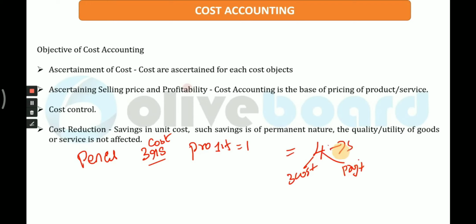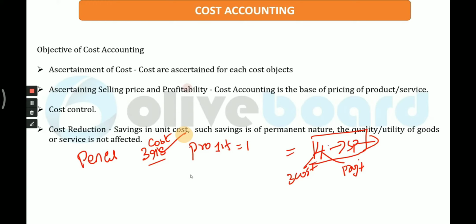So my basis for my selling price is coming from where? Coming from my cost. You're getting it? The main objective of cost accounting is ascertainment and fixation of selling price and profitability. All right. Based on your cost only, you can fix your selling price, guys. Without knowing your cost, you can't fix your selling price. If you fix your selling price haphazardly, you may end up losing sales. How? Suppose you price too high compared to your competitors and people won't buy your product. All right. So many things are involved here.